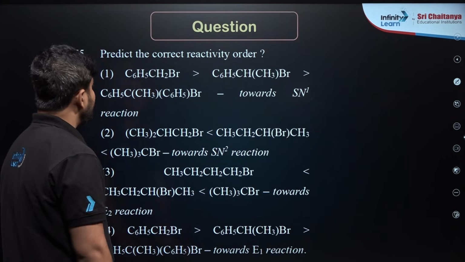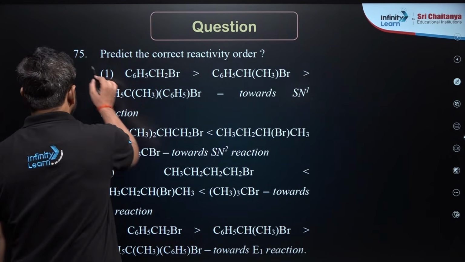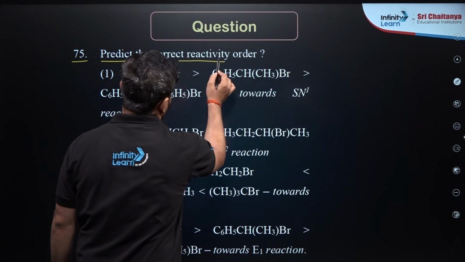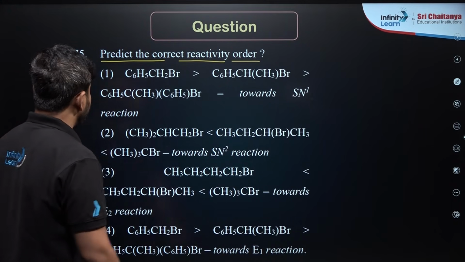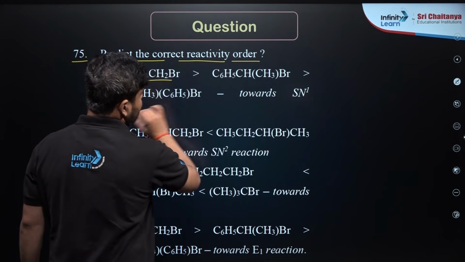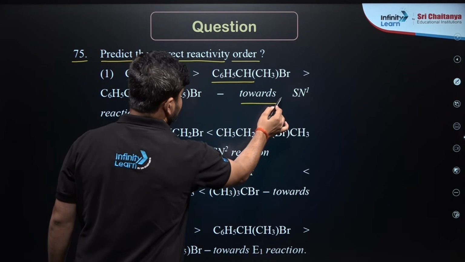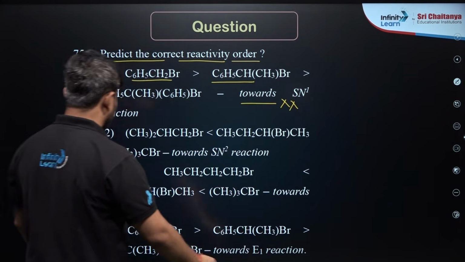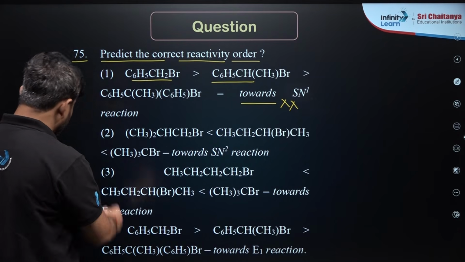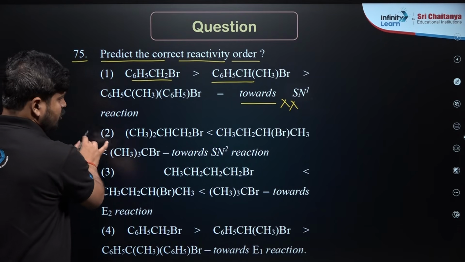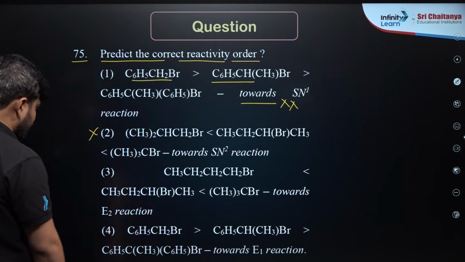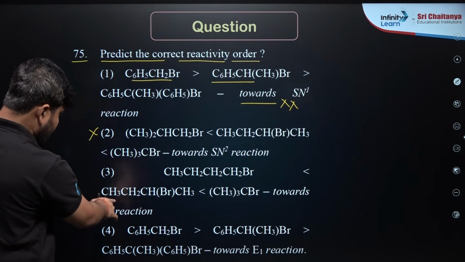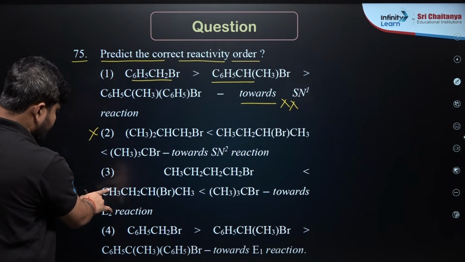Now I am coming to the next question, 75. Predict the correct reactivity order. This first one is for the SN1 reaction, and it is not valid for SN1. So out of the given four options, the second is also not correct. After that, I am coming to the third one, which is given for the E2 reaction.